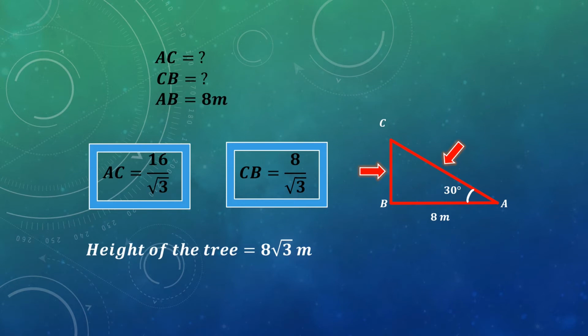Root 3's value, which is 1.73, can be substituted in the place of root 3, or we can leave it as it is. So I found out the height of the tree.